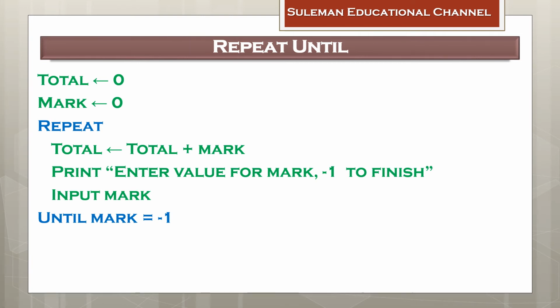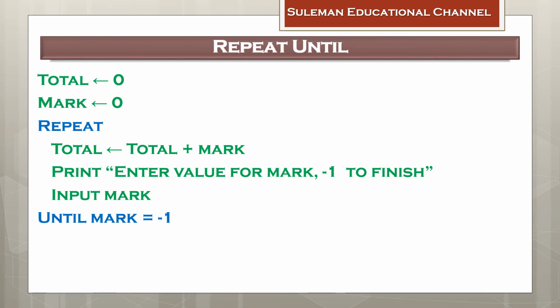Fourth line, total assignment operator total plus mark. In this line the new value of total is calculated by adding the old value of total with the value of mark. In the fourth line, print enter value for mark minus 1 to finish. This is used to display a message for the user and to inform them that if -1 is entered, the program will stop. And in the last line, until mark is equals to -1.